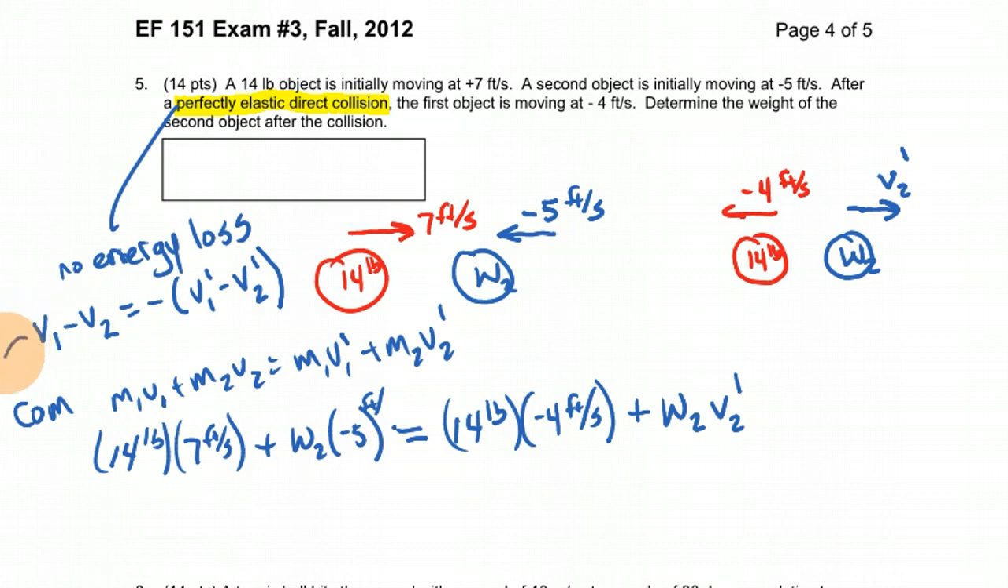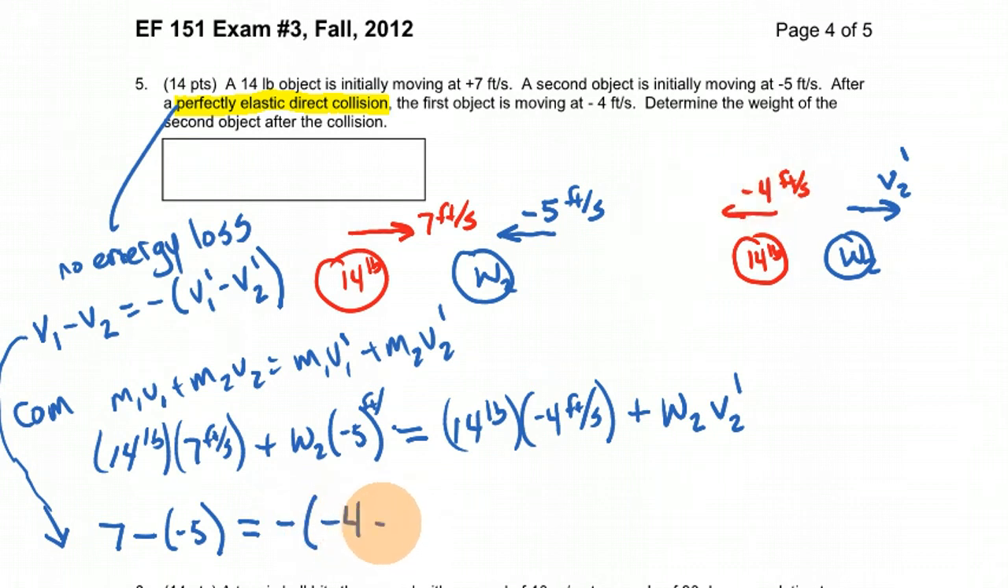Okay, from this equation we'll move it down here. V1 was 7 minus -5. It's going to be equal to negative V1 prime, that's that guy, -4 minus V2 prime. Lots of negative signs, got to be careful here, but we can solve this equation and get V2.